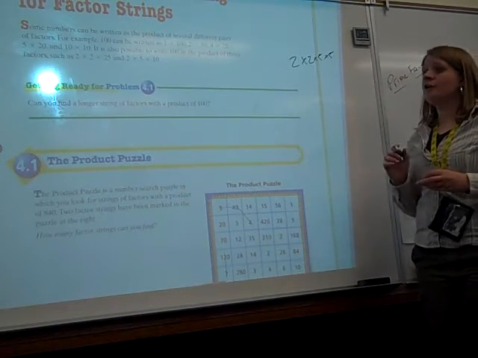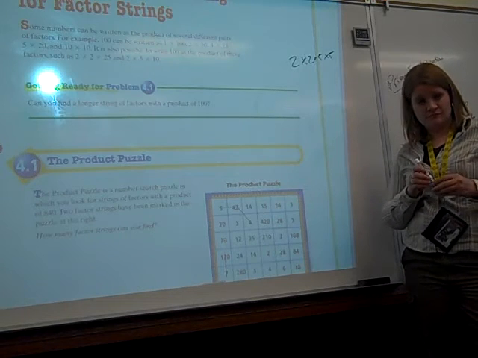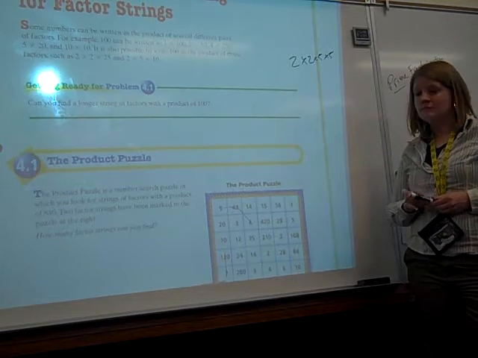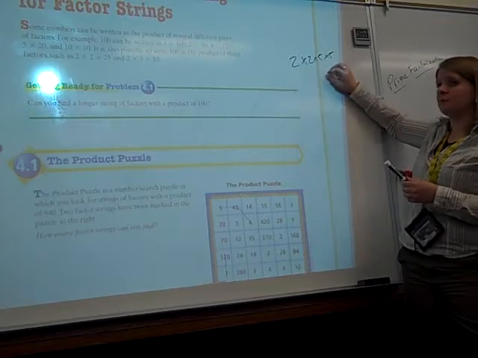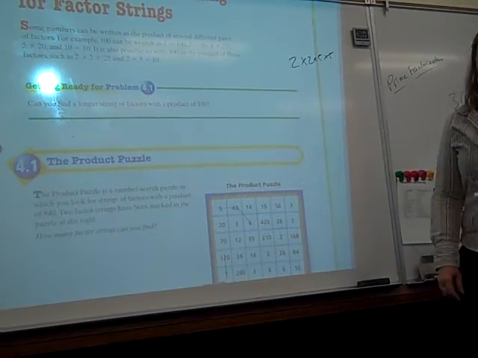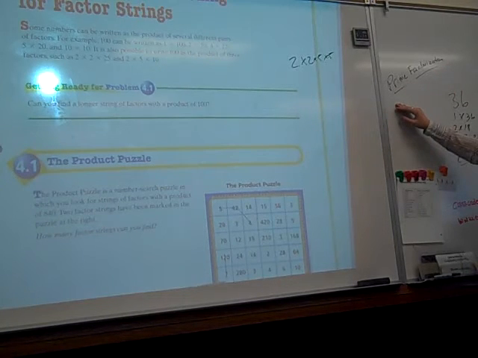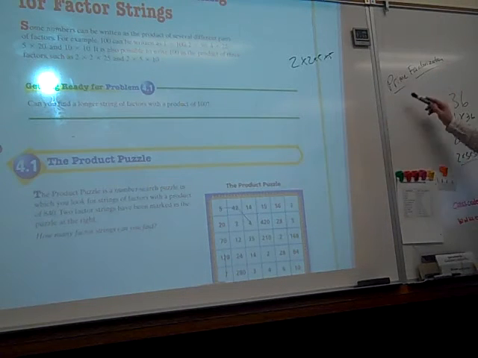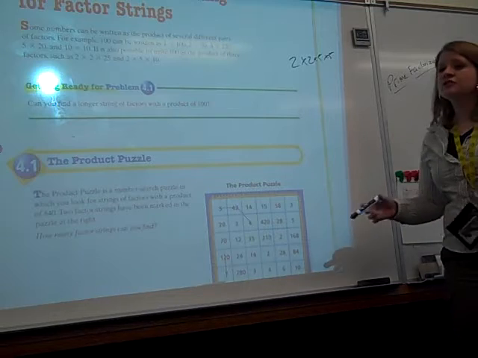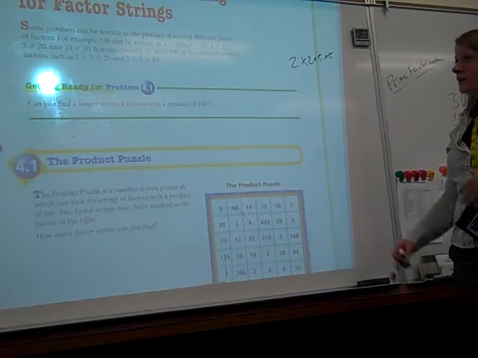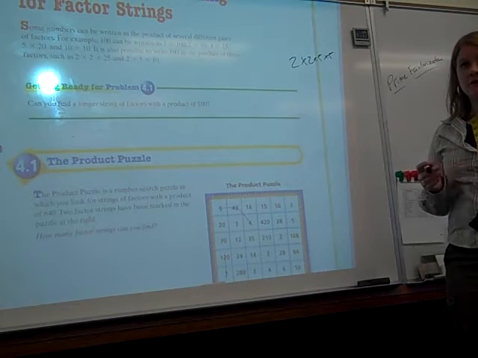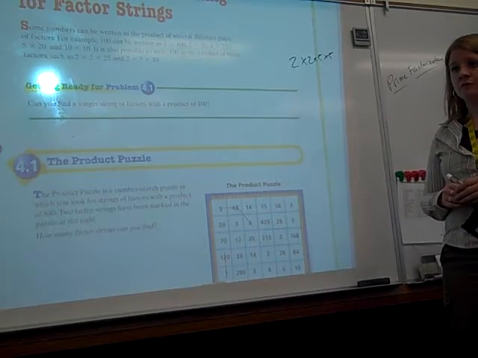Could we go any longer? No, because all those numbers are prime, so you can't break them down anymore. Okay, good. These are all prime numbers, so we can't break them down any farther. What we have just found is what we call the prime factorization. The prime factorization is the longest string of factors we can make for a certain number.